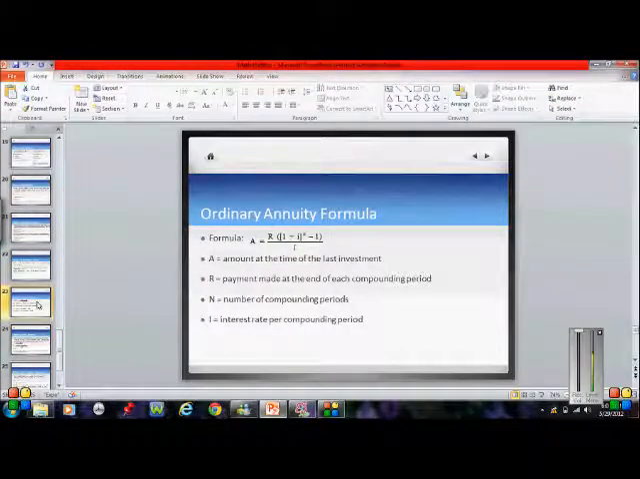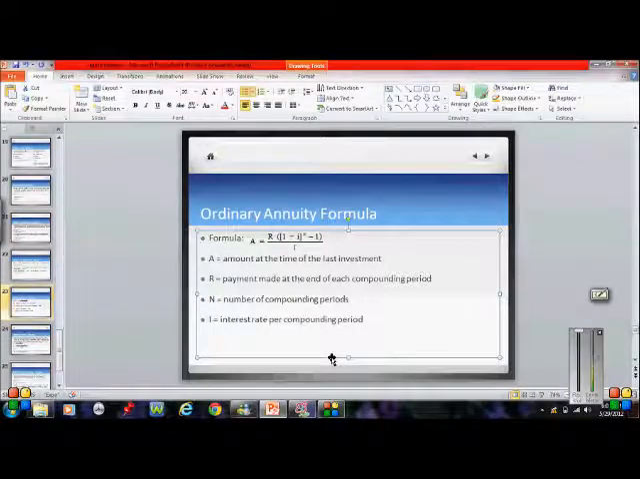So the formula of an ordinary annuity. What is it? It's amount A is equal to payment R, payment at the end of each compounding period, into bracket 1 plus i, interest rate per compounding period, bracket again to the power of n, which is number of compounding periods, minus 1, and all this is over i, interest rate per compounding period.